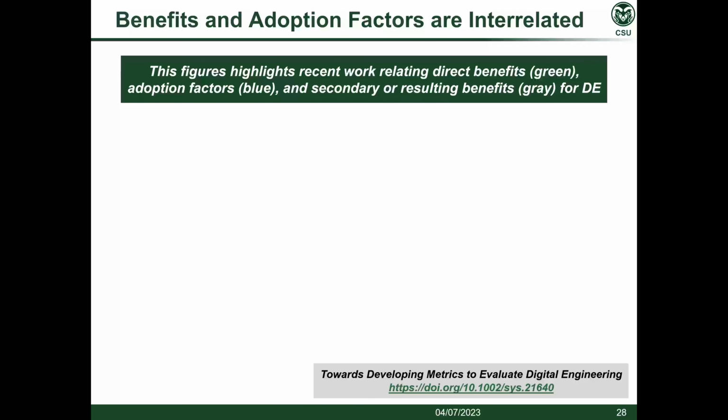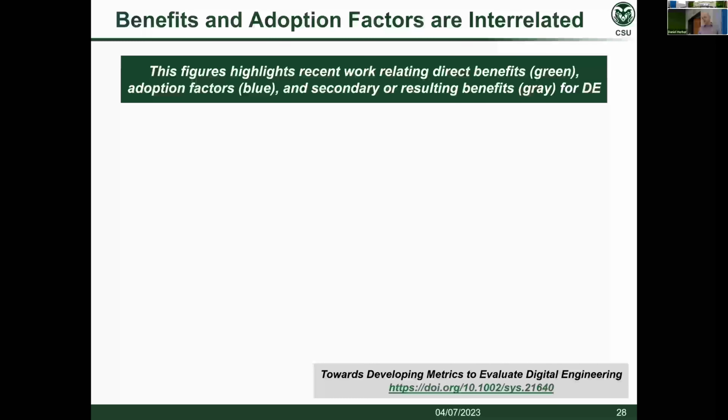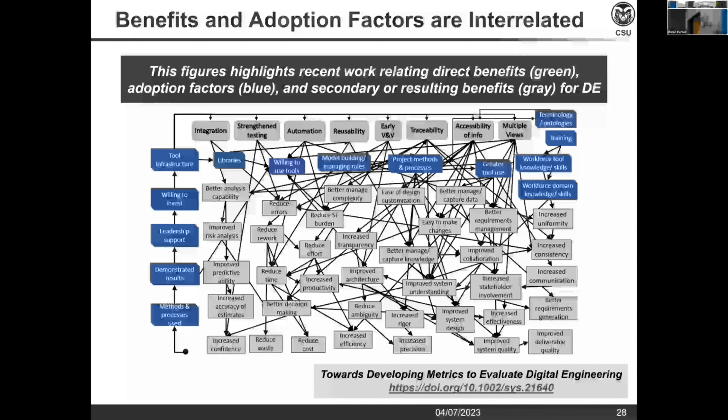I don't want to go too much into this here, but I just want to highlight that the discussion here is sometimes complicated because the benefits are very much interrelated. We're going to see in a second the direct benefits in green, the adoption factors in blue, and the resulting or secondary benefits in gray. And they're all very much interrelated. The idea that we get better reusability, but that really leads to reduction in time, which also leads to reduced waste. There are lots of benefits, and they're all interrelated.